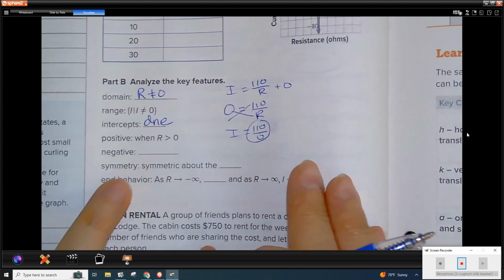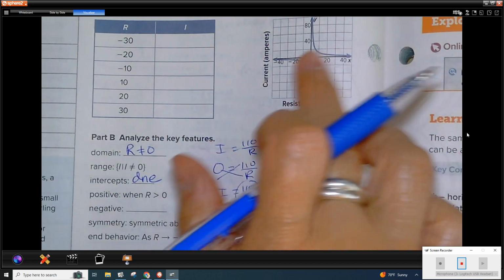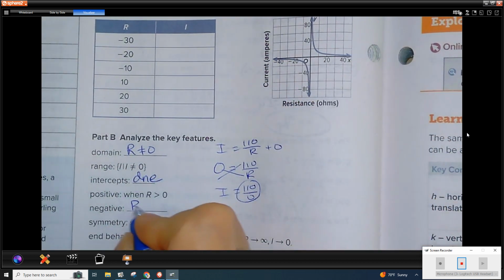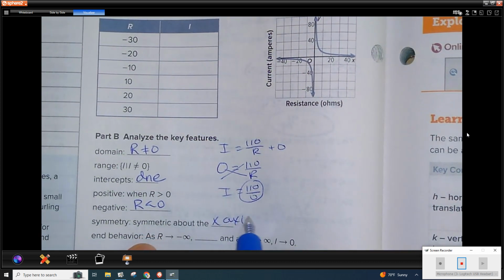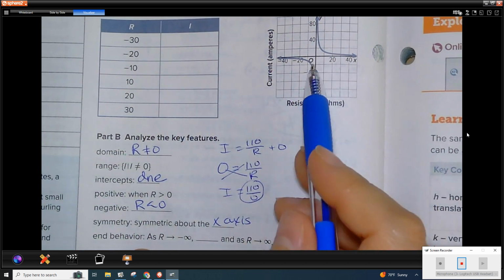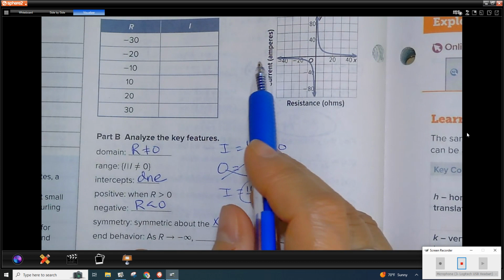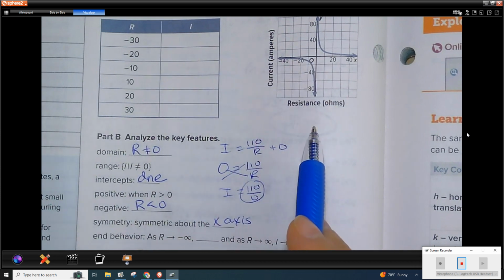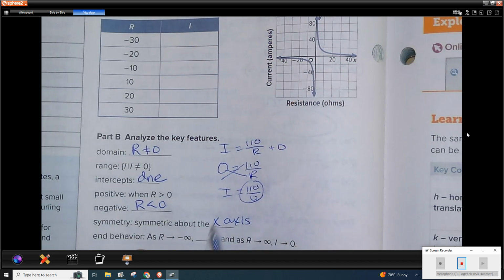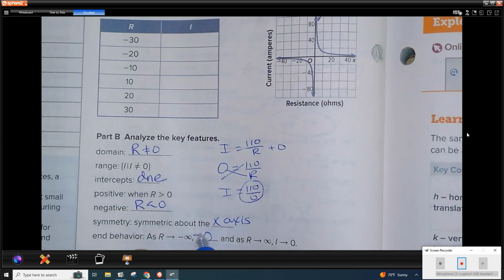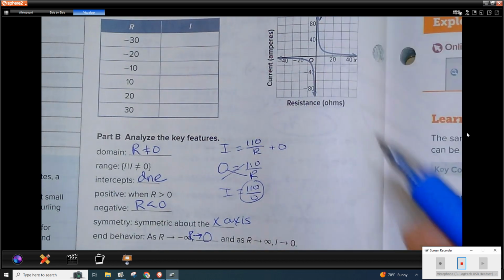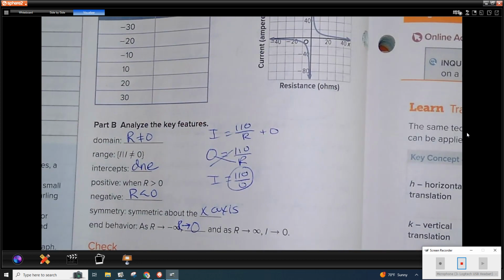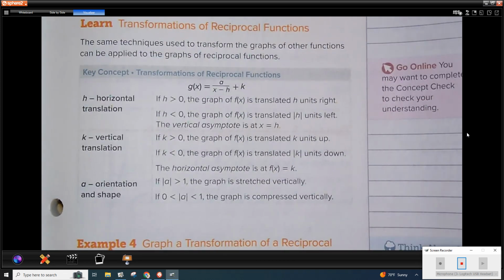Positive where r is greater than 0, negative where r is less than 0. Symmetry around the x-axis. As r goes to negative infinity, your graph goes to 0. R goes to 0. And to the right, I goes to 0. Okay. I'm not going to do the next one because we're going to do the transformations now.